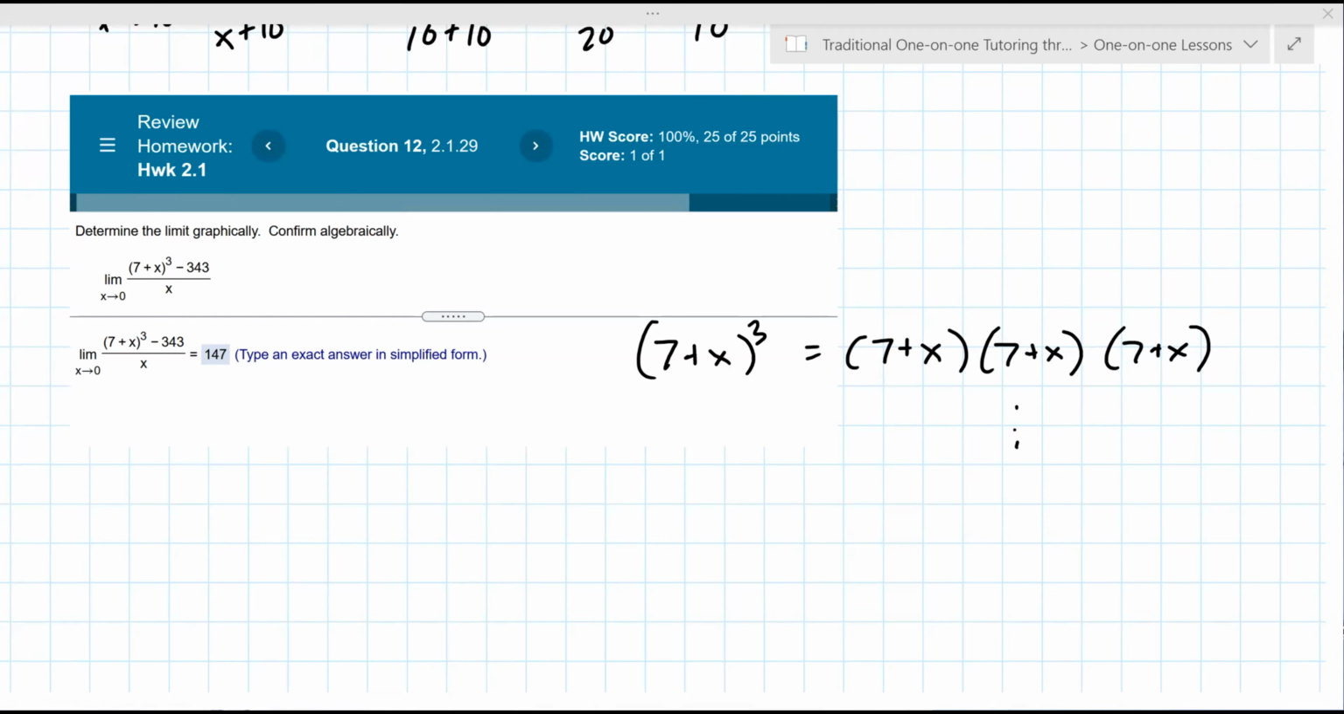So that one, the same thing, you would just cancel out and then plug in the zero? Yeah, I mean, so this becomes x cubed 340.